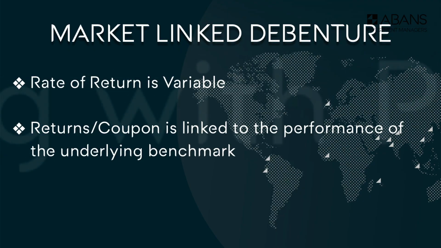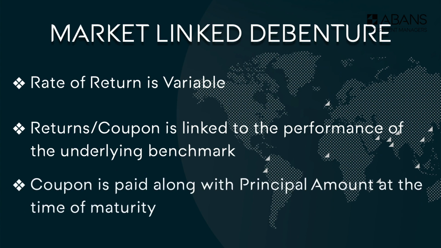What also happens in a market-linked debenture is that you get the entire coupon payment at the end of the tenure of the product, unlike a normal debenture where you get the coupon payout on a quarterly or a half yearly or whatever is the frequency, you get the payout accordingly. So these are the two major differences between a normal debenture and a market-linked debenture.